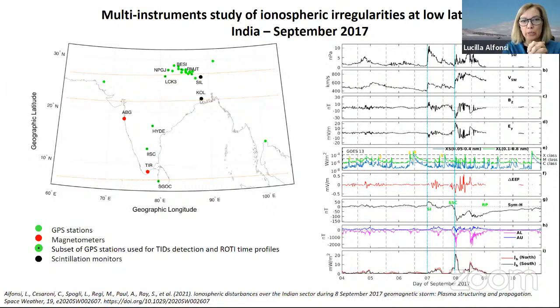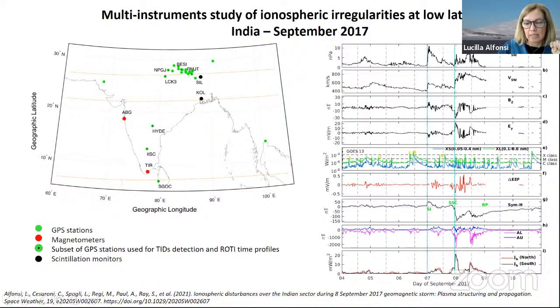And now I move to India for another case study. The storm occurred in September 2017. In this case, we have used a ground-based network that you see in the map. The GPS stations are in green, the magnetometers are these two in red. We have used a subset of the GPS stations for TID detection and for the ROTI time profiles, and there are also a couple of scintillation monitors in this sector.